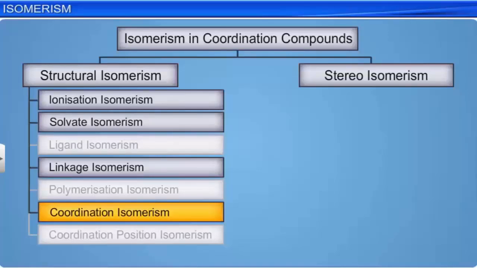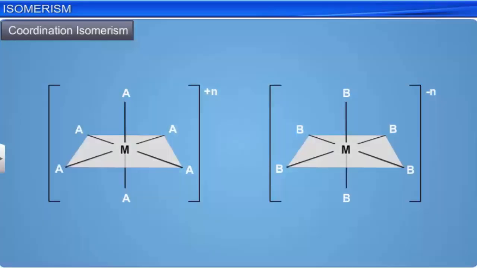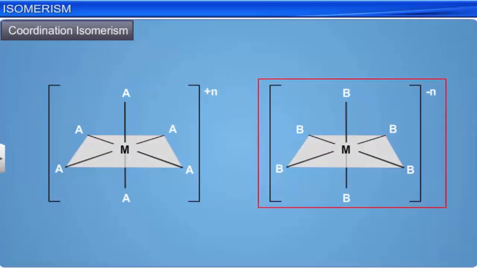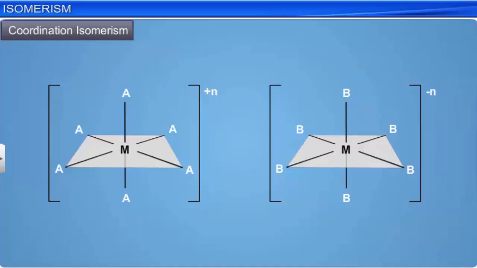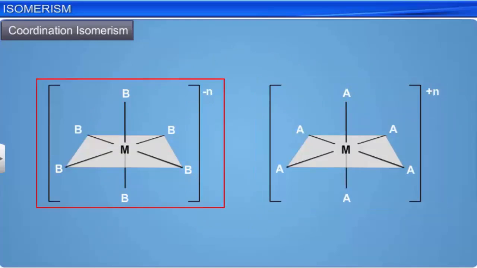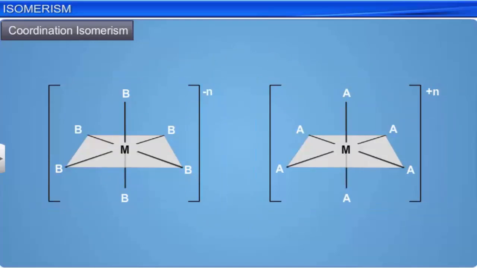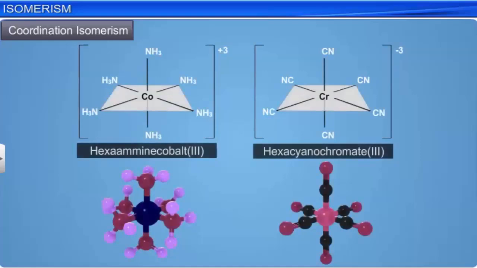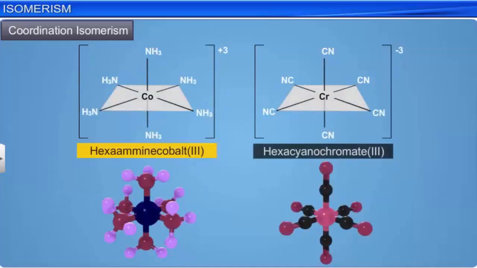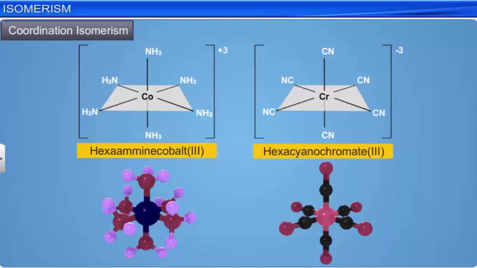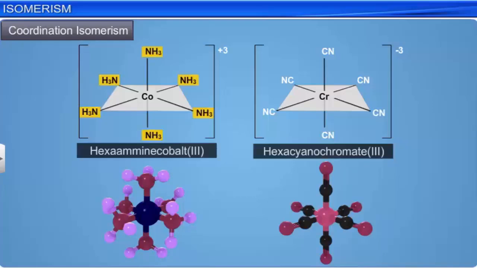Coordination isomerism is another type of structural isomerism. This type of isomerism arises when both the positive and negative ions are complex ions. It may be caused by an interchange of ligands between the anion and the cation. For example, in the complex hexaamine cobalt(III) hexacyanochromate(III), the ammonia ligands are bound to the cobalt(III) ion, while the cyanide ligands are bound to the chromium(III) ions.